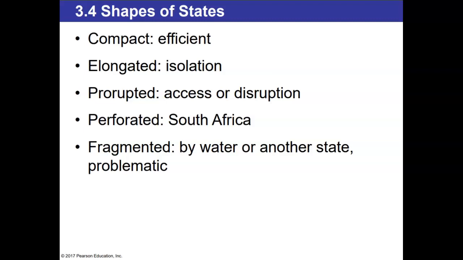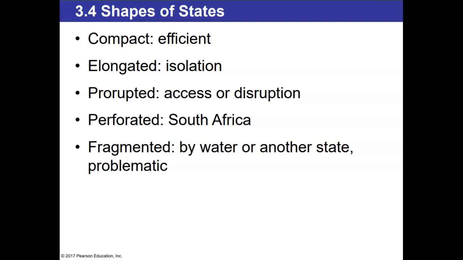A prorupted state may offer access or disruption. So a prorupted state is created for 2 principal reasons: to access a resource like water, or to separate 2 states that could share the same boundary where there may be conflict.